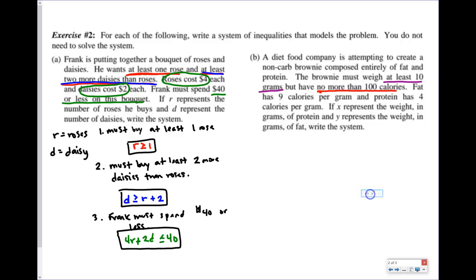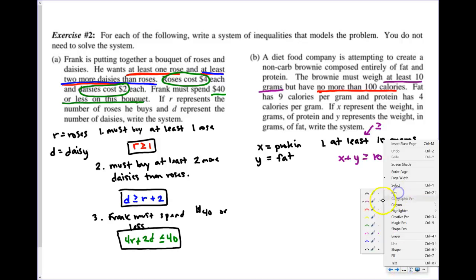So, let's first define our letters. X is the protein, and Y is the fat. So the first part says that it has to weigh at least 10 grams. That means that however many grams of protein, plus however many grams of fat, has to be greater than 10, because it's got to be at least 10. Remember, this phrase at least means greater than or equal to.